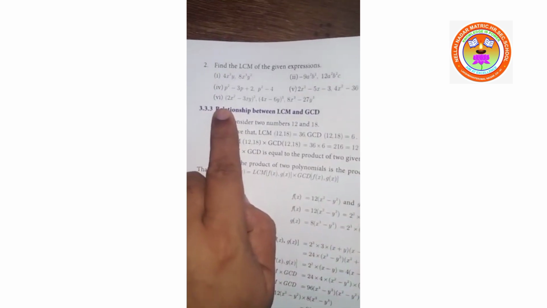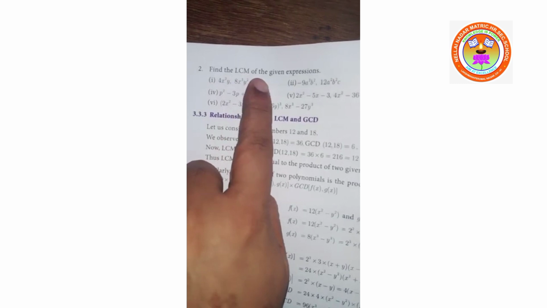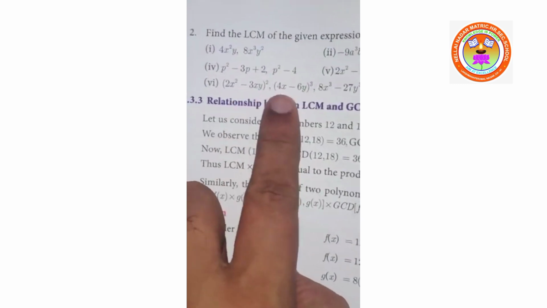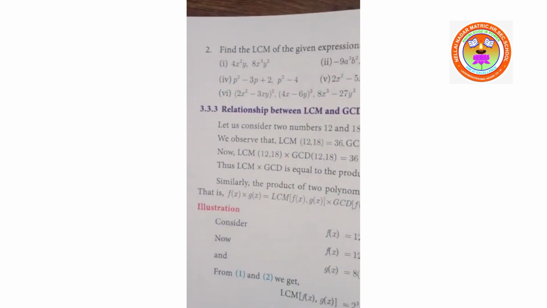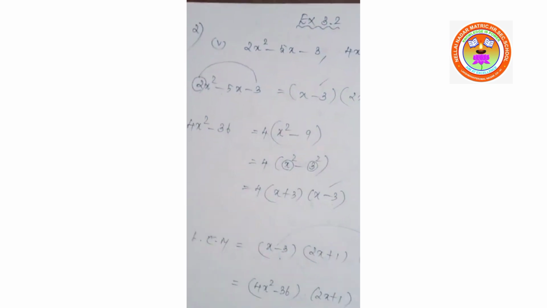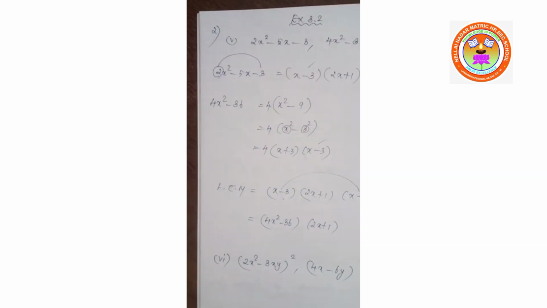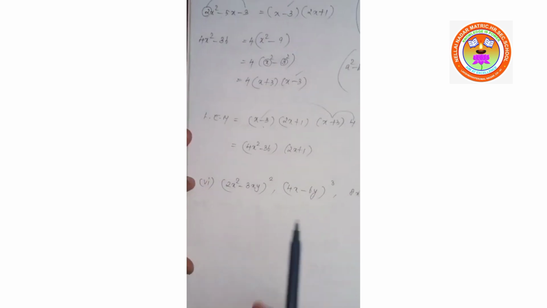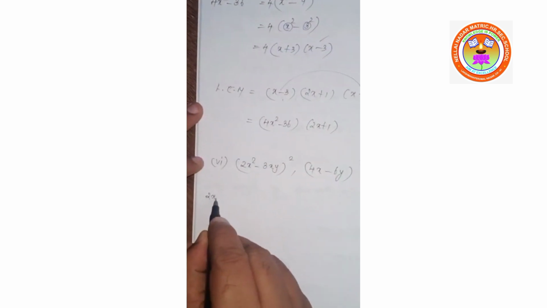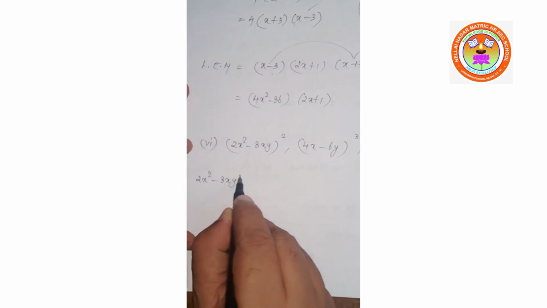Now question number 2, subdivision number 6. Once again, you are asked to find the LCM. Three expressions are given. I take the first one, 2x squared minus 3xy, the whole square.